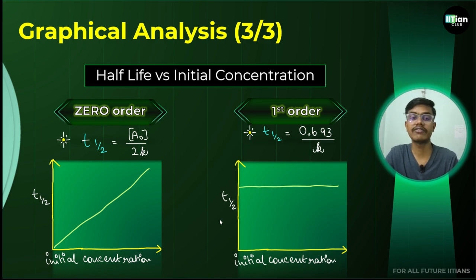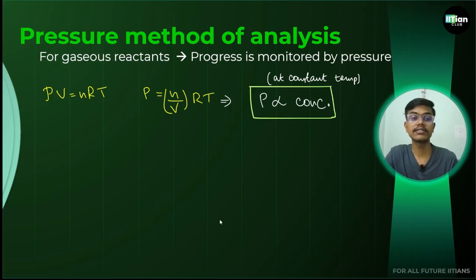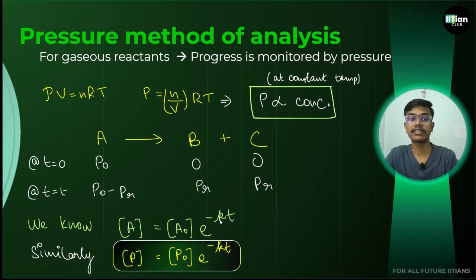Next we have half-life versus initial concentration, and in zero order reaction the half-life depends on the initial concentration directly, so you'll have a straight line graph like that. In first order reaction, as you know, the half-life is a constant, it does not depend on the initial concentration, so it's a constant graph. In case of gaseous reactants, progress is monitored by pressure, and as we did in terms of concentration, here you will be doing in terms of pressure. P at any moment is equal to P naught e to the power minus kT. This is very similar to the first order reaction analysis.